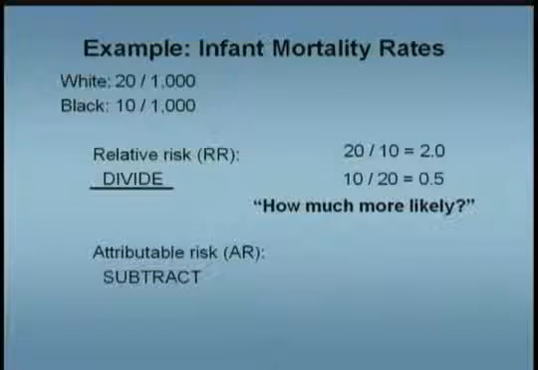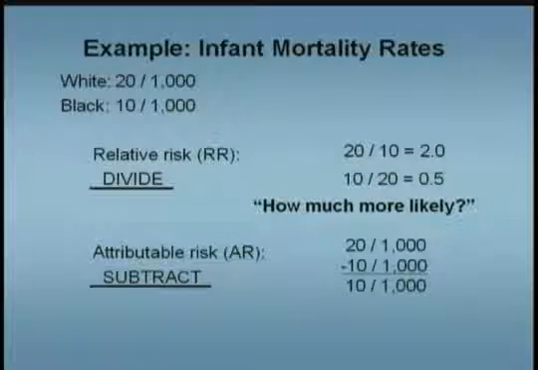Attributable risk is something different. Attributable risk, we're not doing division, we're doing subtraction. And what we're subtracting should be straightforward here. We're always going to subtract the smaller number from the larger number. Using the data on this slide, it's going to be 20 per thousand minus 10 per thousand gives us a computed attributable risk of 10 per thousand live births. Now notice, you're getting different information here, right?